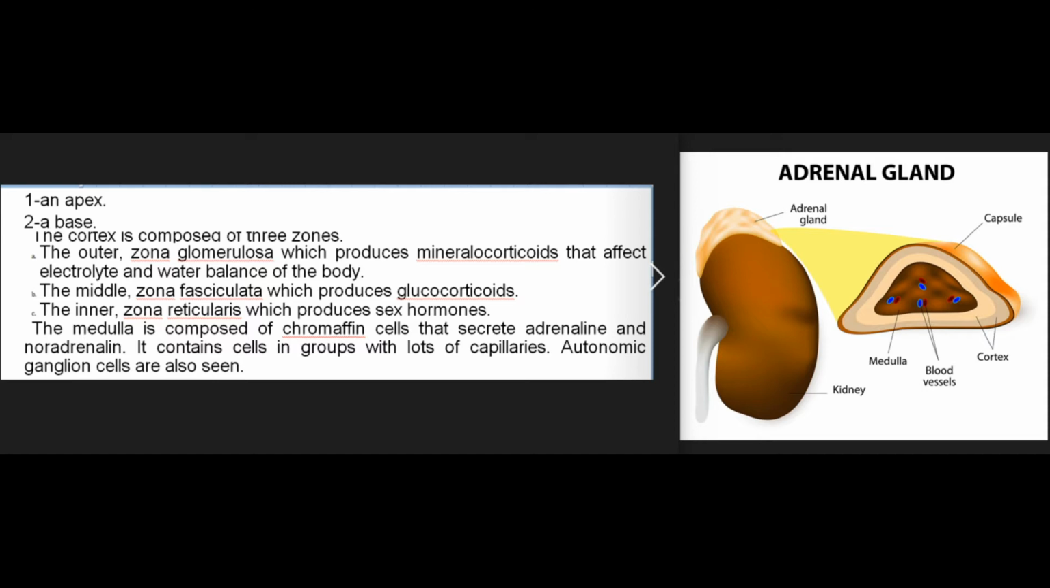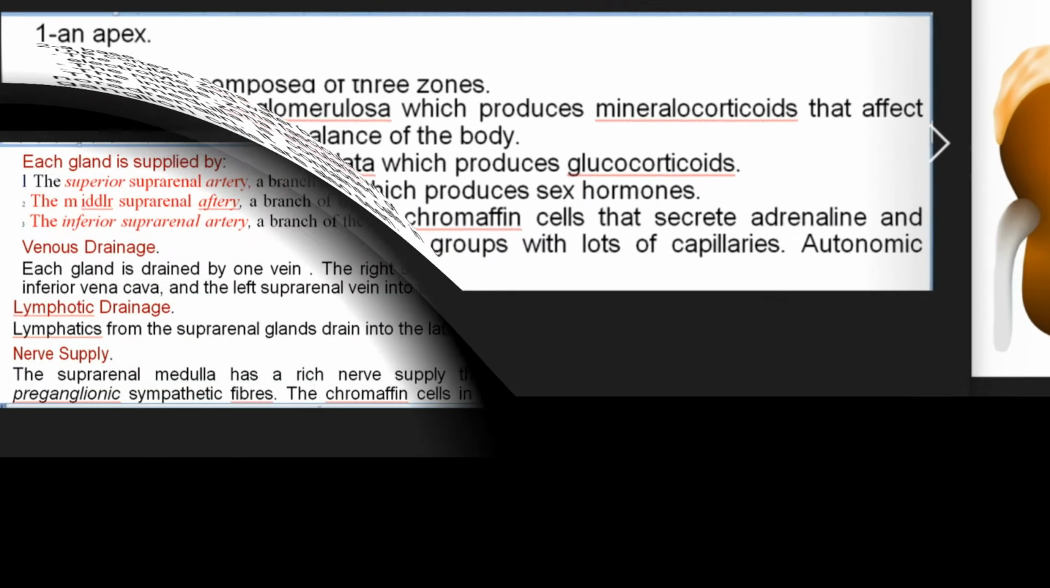The medulla is composed of chromaffin cells that secrete adrenaline and noradrenaline. It contains cells in groups with lots of capillaries. Autonomic ganglion cells are also seen.